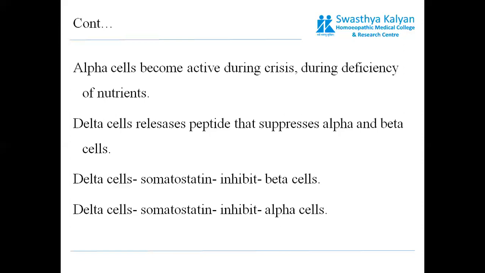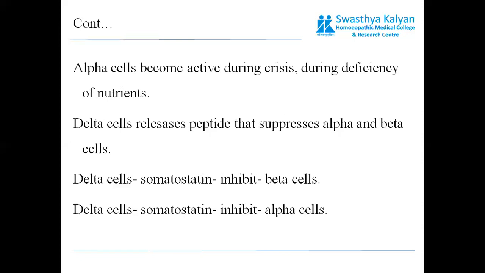Now we are saying alpha cells produce glucagon when there is a condition of crisis. Now when does glucagon come into circulation? Glucagon comes into circulation when the glucose level goes down, then glucagon comes into action. Now we come to the delta cells. So till now we have discussed the alpha cells. They become active during crisis, that is during deficiency of nutrients.